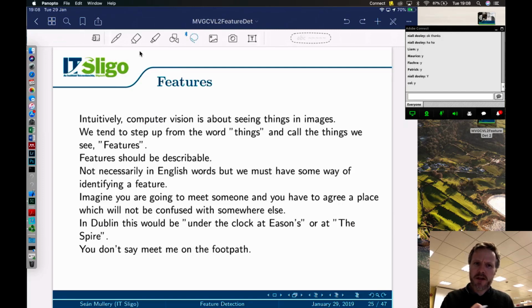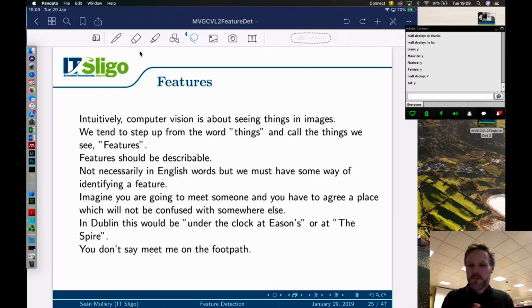Now, the thing about features is they should be describable. I don't necessarily mean that they should be describable in English words. I simply mean that there should be some mechanism whereby digitally we can describe them, in such a way that they can be told apart from other parts of the image. In other words, there should be some uniqueness to them. And this becomes particularly useful when we want to find the same feature in two different images, which is where we're ultimately going with this sort of thing.